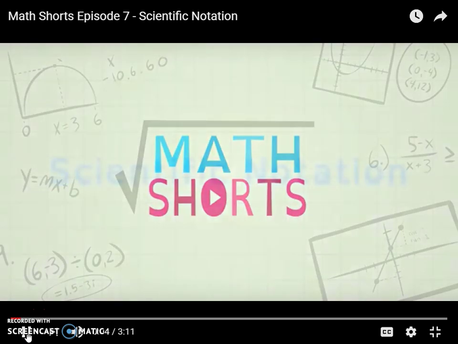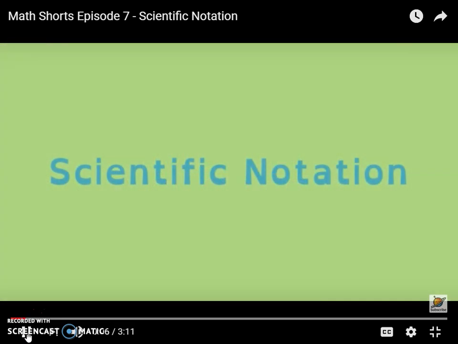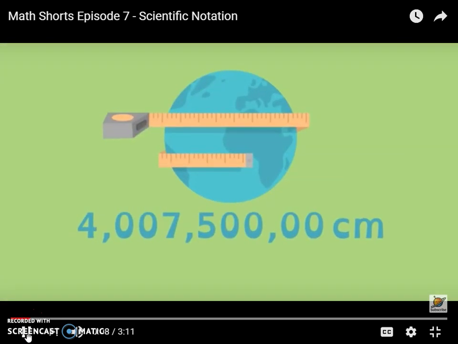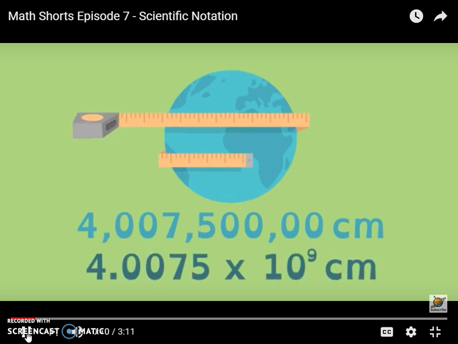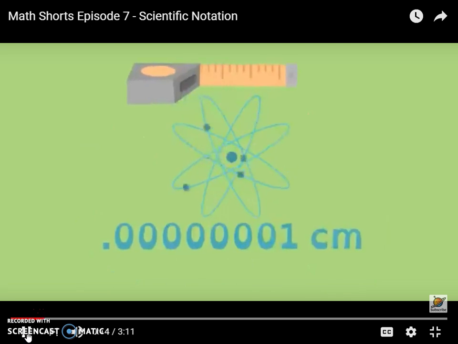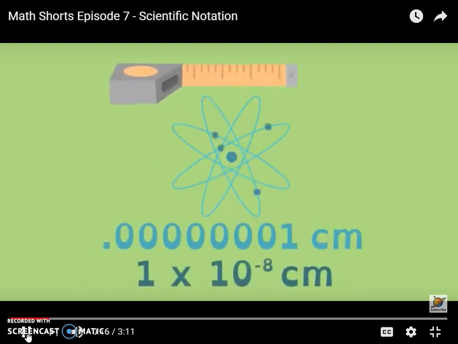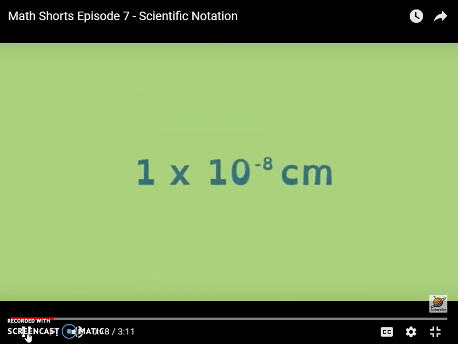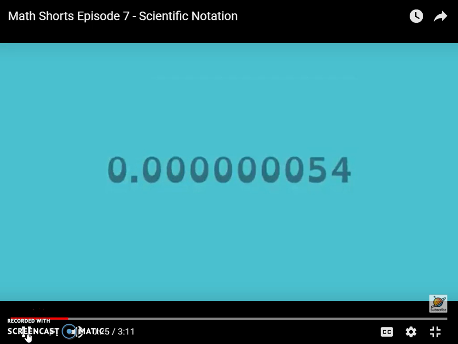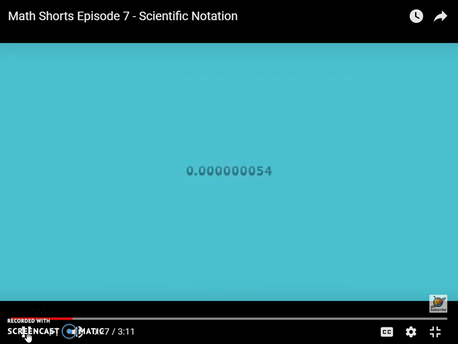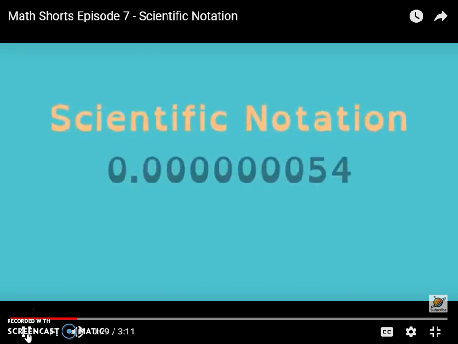Math Shorts. Scientific notation is a concise way to express very large numbers, such as the circumference of the Earth in centimeters, or very small numbers such as the diameter of an atom. Scientific notation is written as a product of a number and a power of 10. Here's a number in decimal notation. That's a small number. Time for scientific notation.